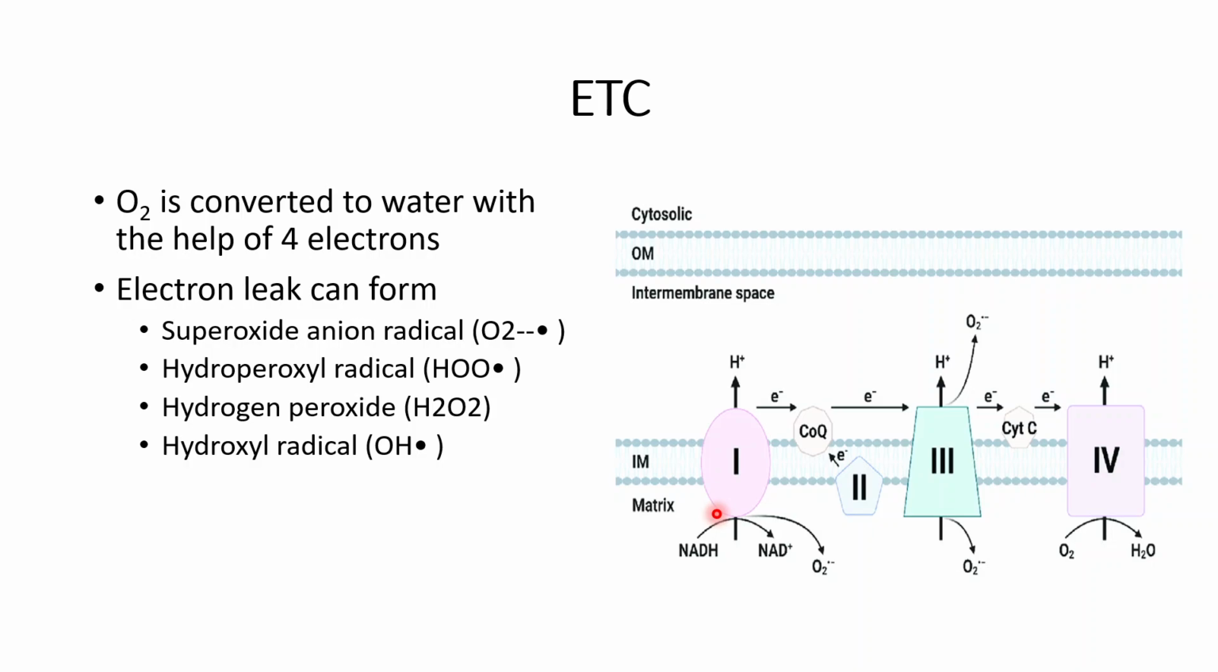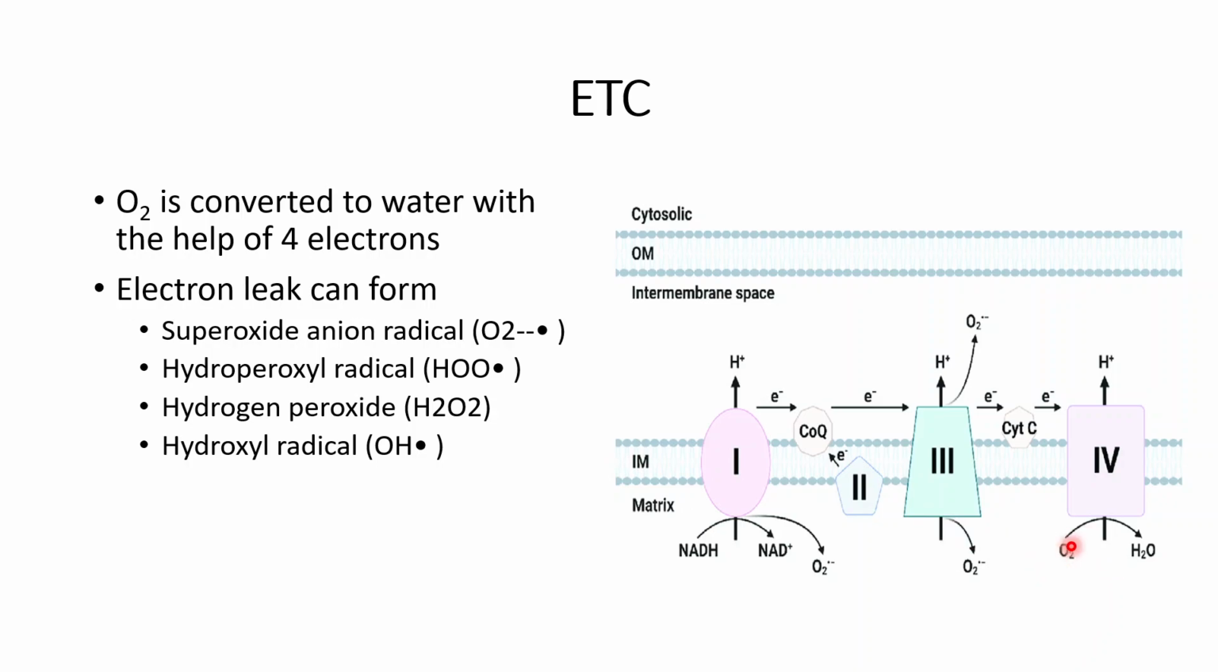First is the electron transport chain. Now we know that the electron transport chain is present in the mitochondria. In the mitochondria, oxygen is utilized and is converted to water. So oxygen is converted to water with the help of 4 electrons.